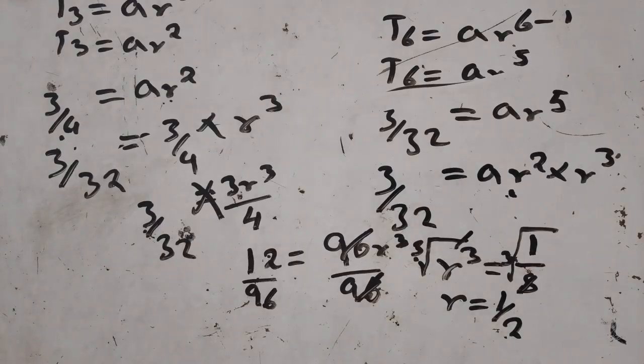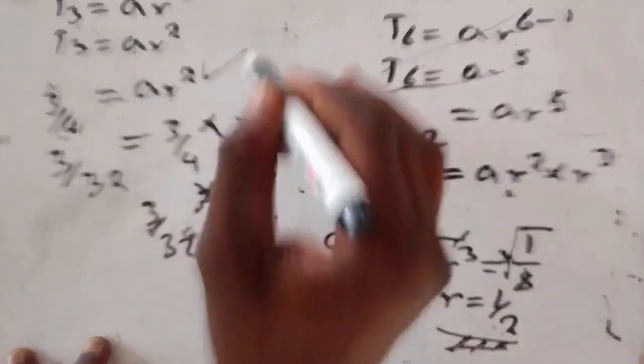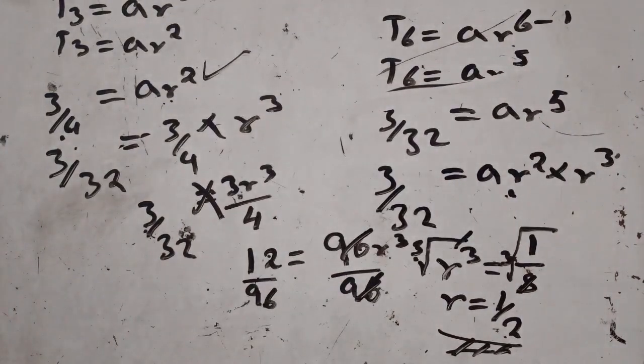1 over 2 multiplied by itself 3 times gives you 1 over 8. So this was our r. This is how to go about this question. Having found our r to be 1 over 2, we can now find our a using one of the equations which we made. We made this equation, which is 3 over 4 is equal to a r squared.